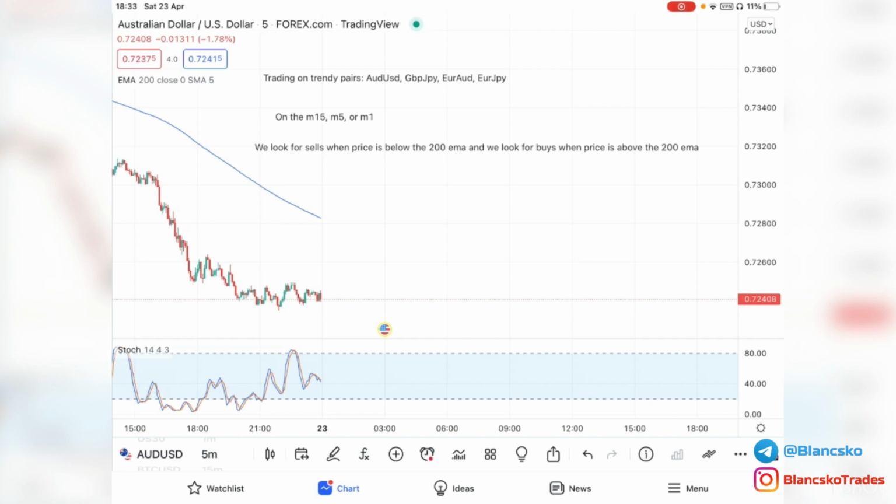Just set a risk percentage you want to risk on every single trade and stick to that. Let's say you have 1%, you want to stick to that on every single trade, because otherwise you won't be profitable with this strategy. Respect the rules. The rules are really simple. You look for sells when price is below the 200 EMA. You look for the stochastic to be above 80 and to do a crossover, and you look for buys when the price is above the 200 EMA. You wait for the stochastic to go below 20, you wait for the crossover, and then you enter.